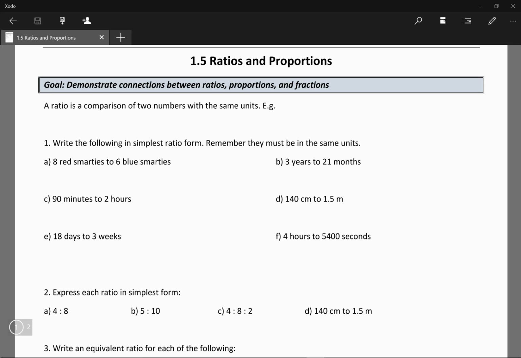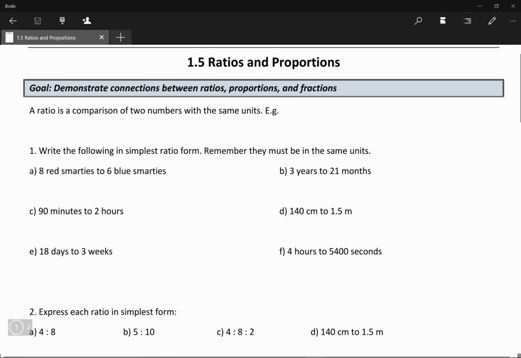Ratios and proportions. So the goal here is to learn how to connect ratios, proportions, and fractions together. So let's start off here with the first definition. A ratio is a comparison of two numbers with the same units.